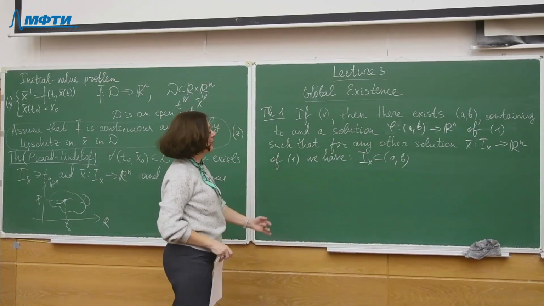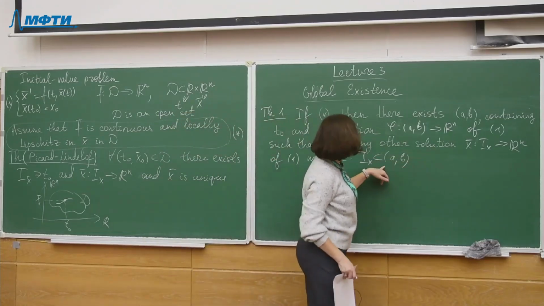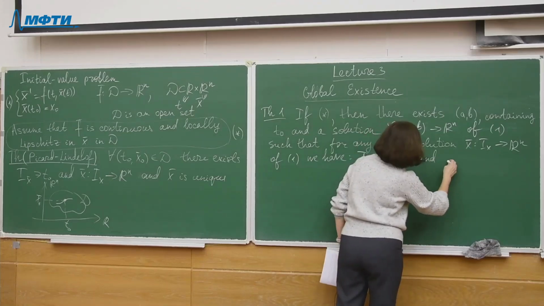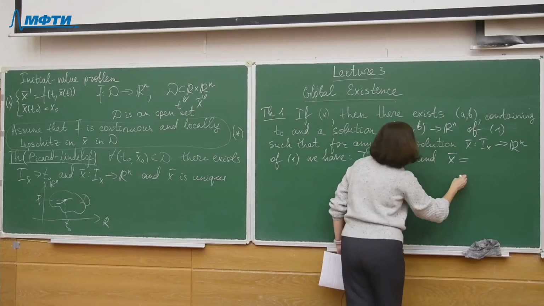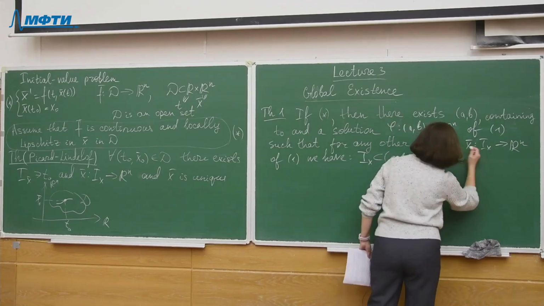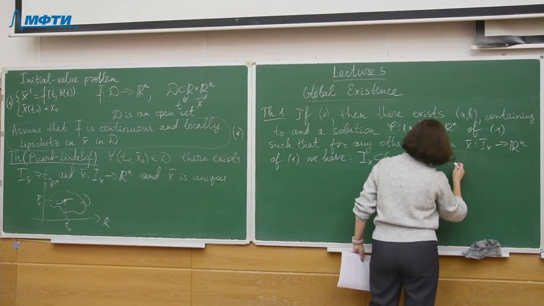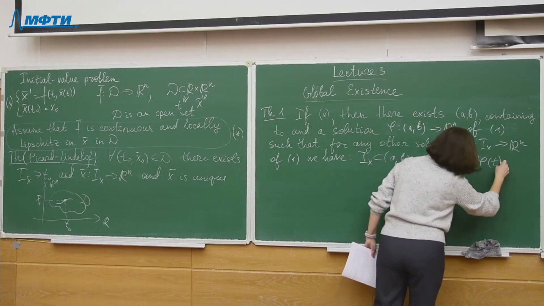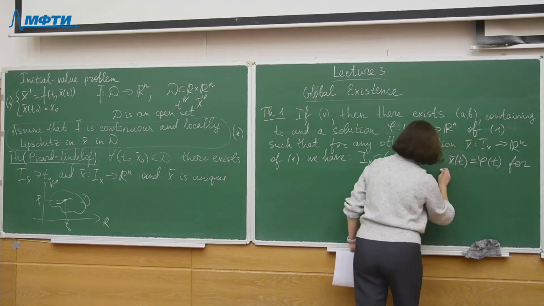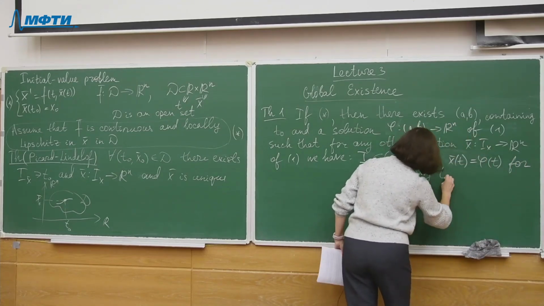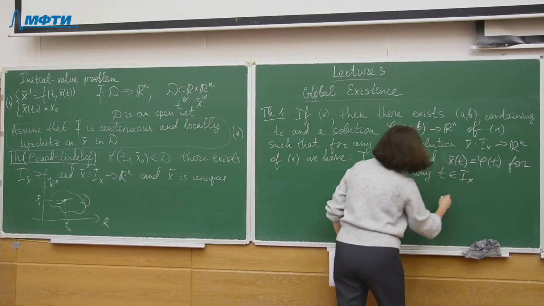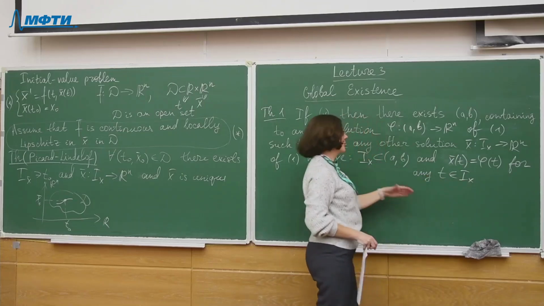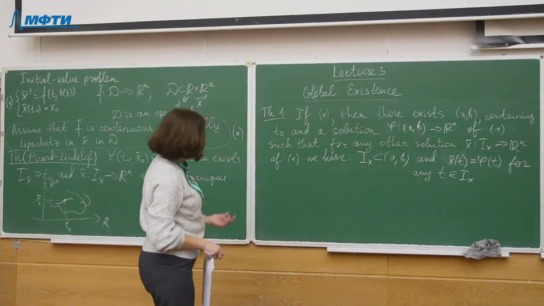of the same problem, we have that the interval Ix is a subset of AB and x of t coincides with phi of t for any t in Ix. So these two solutions coincide on this interval Ix. So this is the statement. And I will prove it.